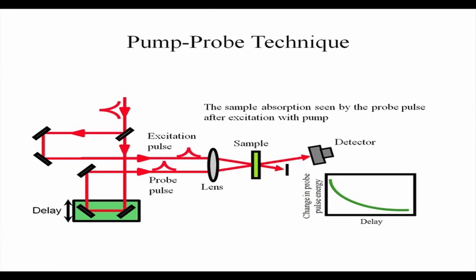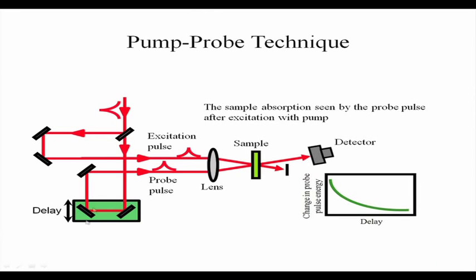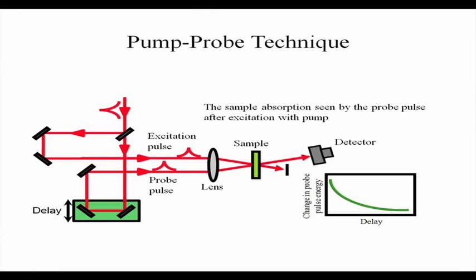Temporally means their pulses should be matched at zero time. That is called temporal: time-wise they are matched, and also spatially they should be matched. And here is the detector, which detects the signal as a function of this delay. If there is any true absorption, then there will be a change in intensity of the probe beam. The intensity of the probe pulse will be changed if there is any absorption, or if there is any re-emission, stimulated emission, then also the probe pulse energy will be altered. So this alteration is plotted as a function of this delay.